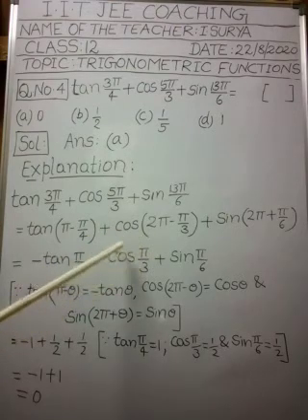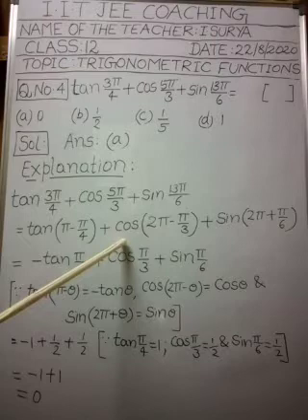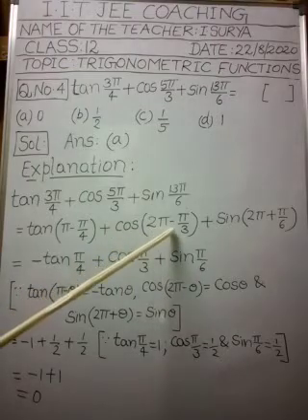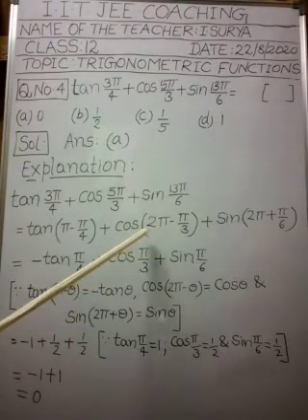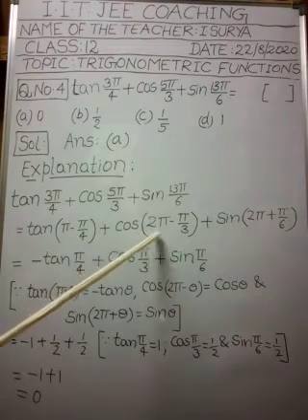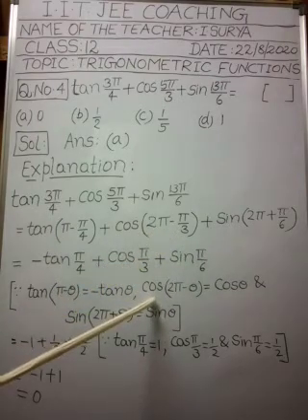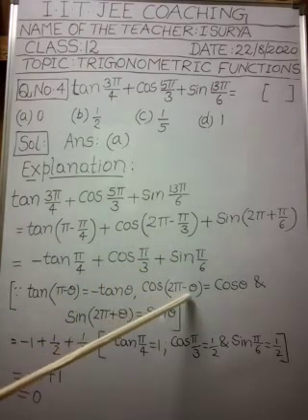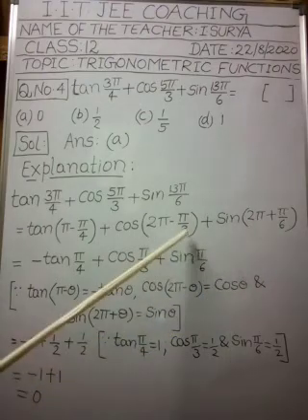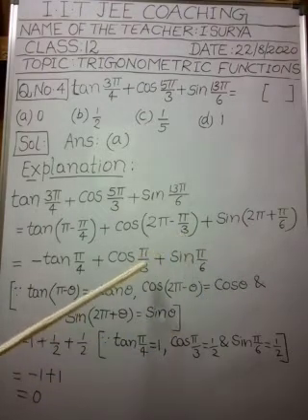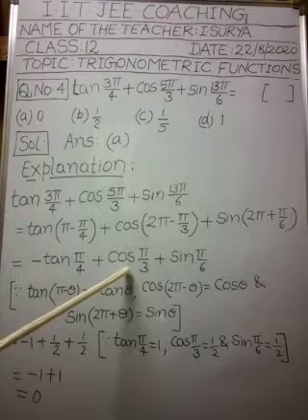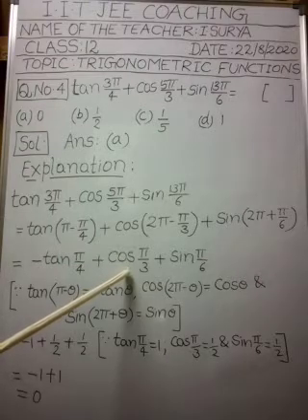Right. Now come to the second term. It is in the form of cos of 2 pi minus theta. What is the formula? Cos of 2 pi minus theta is cos theta only. Here theta means pi by 3. So we wrote the second term as cos pi by 3. Understood the second term, my dear children?